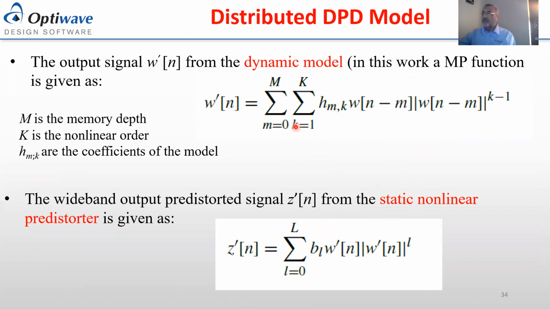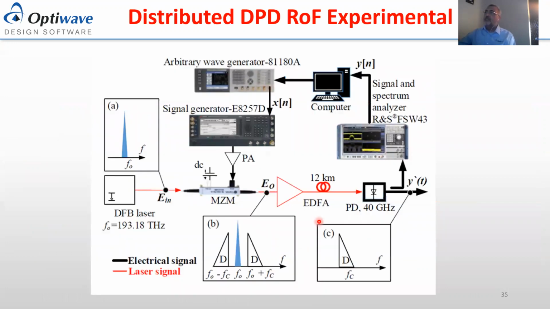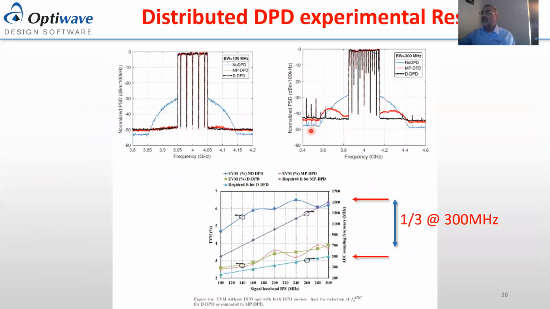These are the equations for the regular memory polynomial, and then the other scheme for the static predistorter. This is the experimental setup used to verify the concept. And as you can see here is the effect on the channels when you use only the memory polynomial, the red one here. But if you use the distributed predistortion, you can see how the leakage goes down to almost nothing.